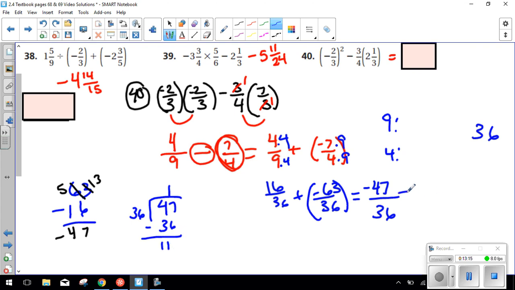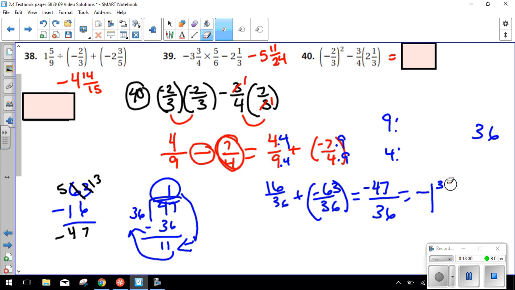So negative divided by positive is negative. 36 goes into 47 one time. So we get negative 1 and 11 out of 36. Okay, 11 out of 36. All right, I'm going to turn to the next question. If you need to, please pause now to copy.